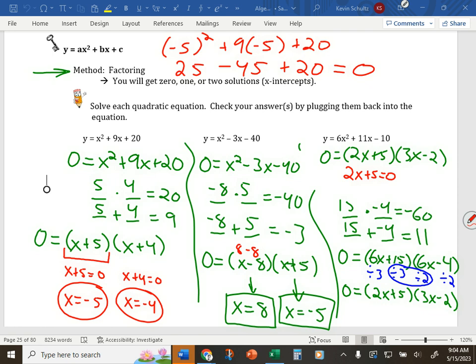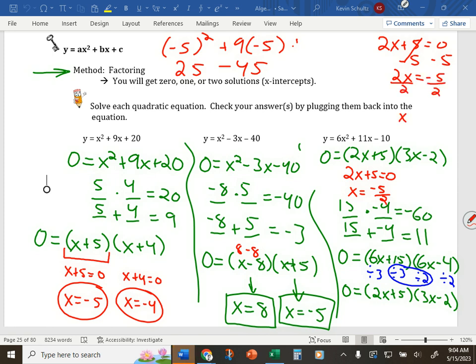And this is where that negative b over a trick becomes super handy. Because if we remember negative b over a, the opposite of our constants divided by our coefficients, x equals negative 5 halves. If you solve it using opposite operations, you subtract 5 from both sides and divide by 2, you get x equals negative 5 halves anyway.